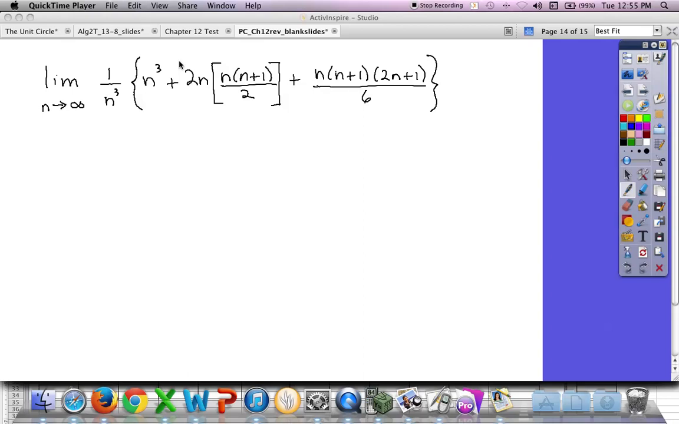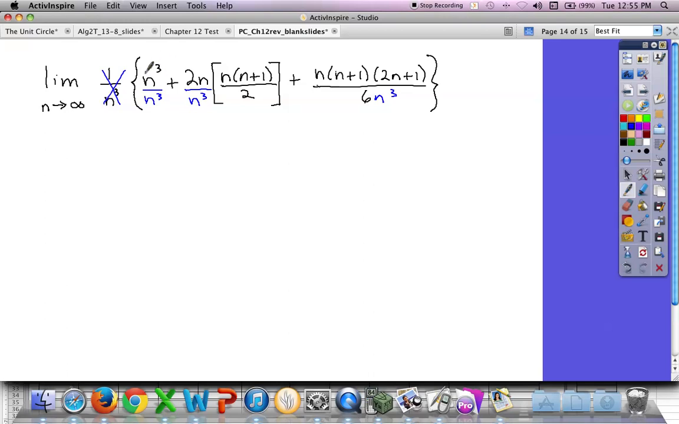We clearly, inside the parentheses, have 3 different terms going on. So if I multiply by 1 over n to the third, that gives this term a denominator of n to the third. It gives this term a denominator of n to the third. And it makes this n to the third. So now we don't have that anymore. And then we can take it term by term, right?